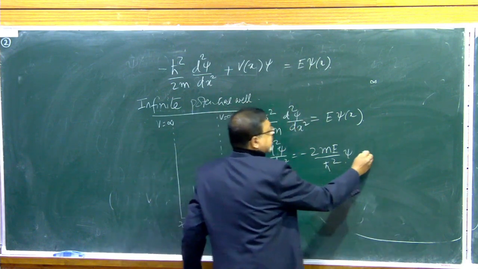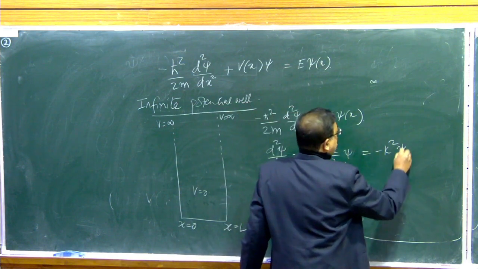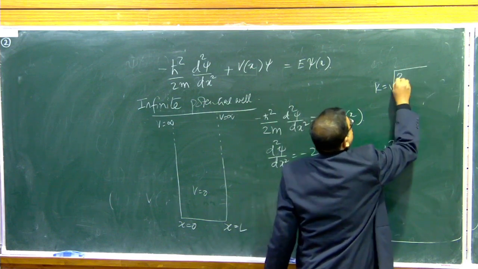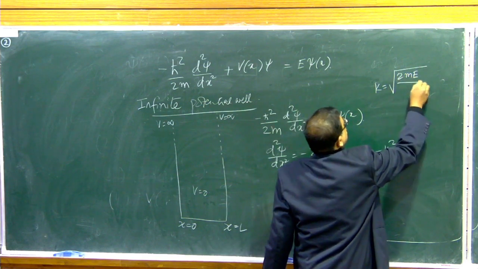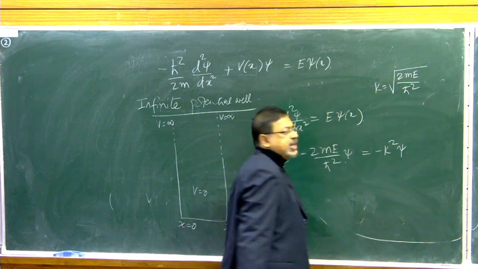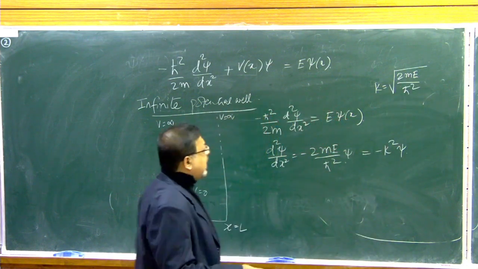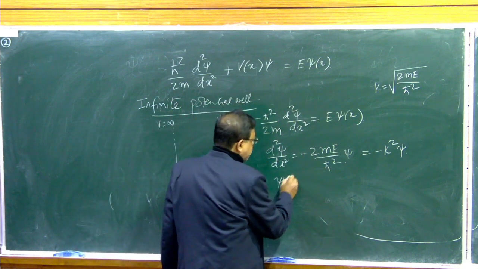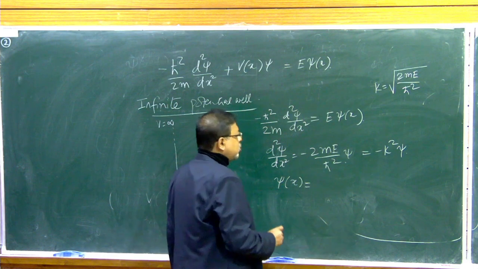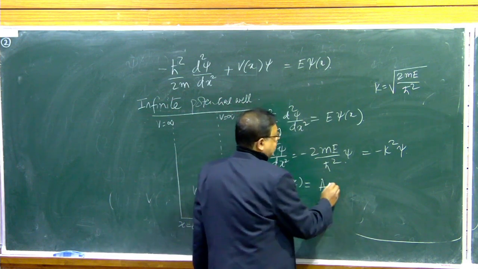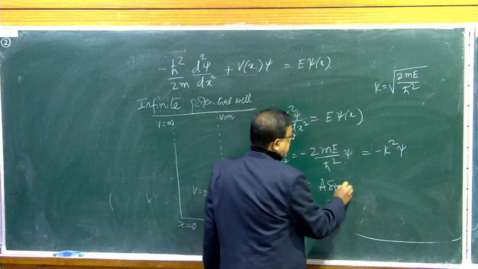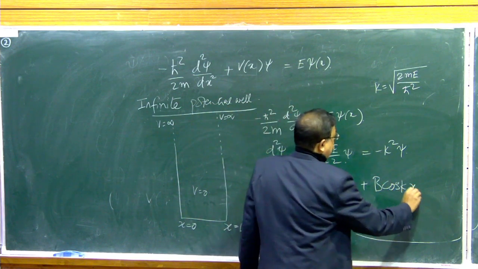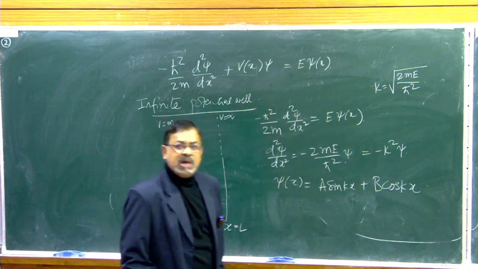And if you take this as minus k square psi, where k is the wave vector, with k square equal to 2mE by h cross square, which means m, h cross etc. are constants, so k is proportional to root over E. If you say that, then your psi of x has a solution which is a sine kx plus b cosine kx, and we should have been happy with that.